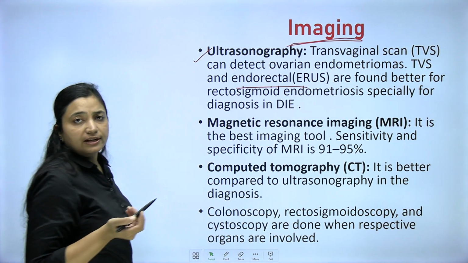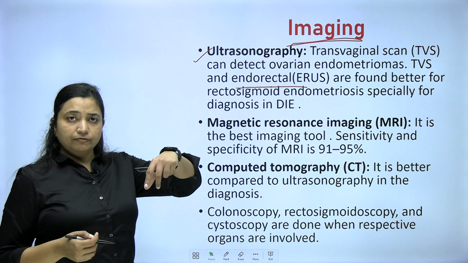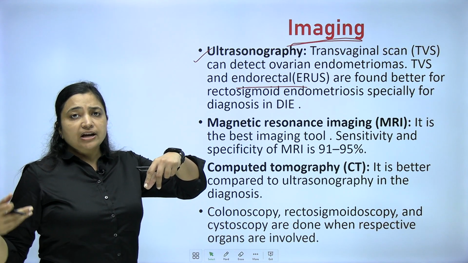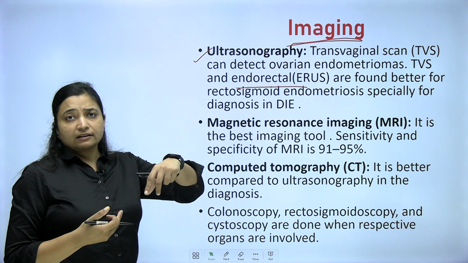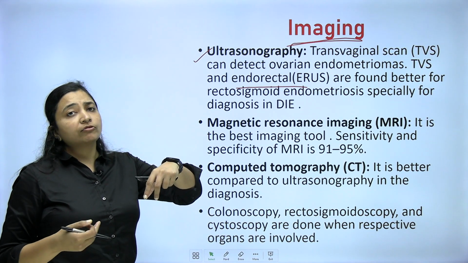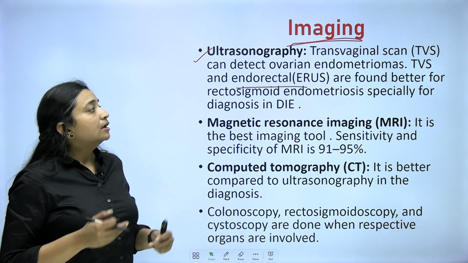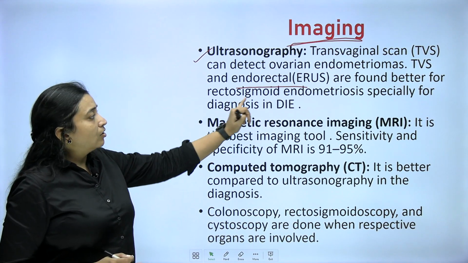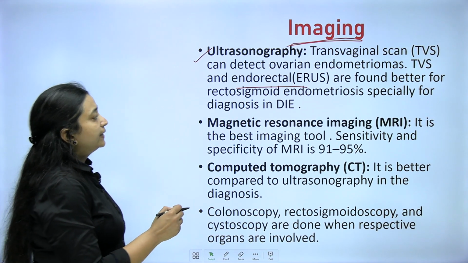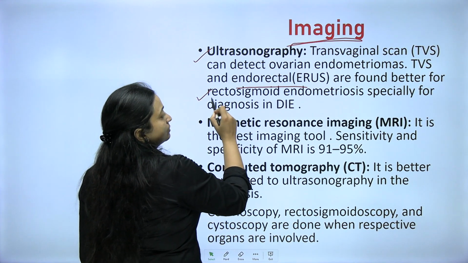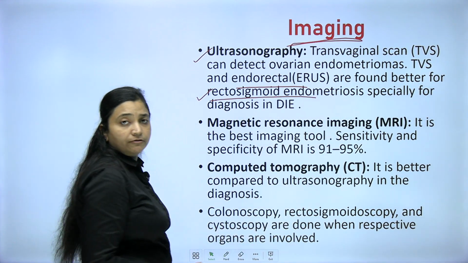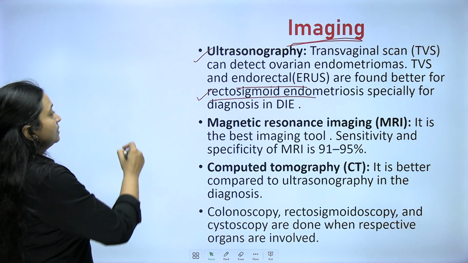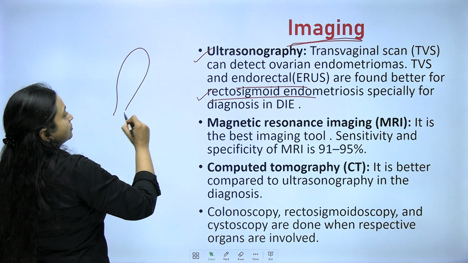TVS means transvaginal. You can go transabdominal, from the abdomen of the patient. Transvaginal, the probe will be inside the vagina. Transrectal, the probe will be inside the rectum of the patient. So anything which goes close to those deposits, that means transvaginal or transrectal, is found better to find out rectosigmoid endometriosis, especially for DIE, deep infiltrating endometriosis.